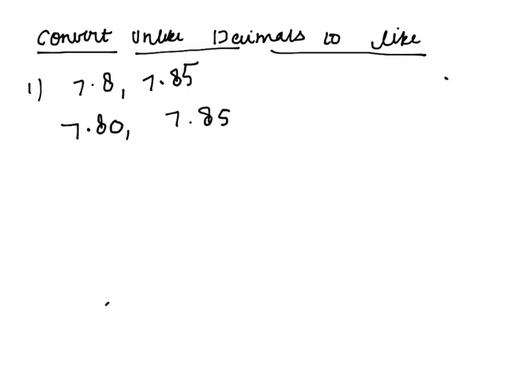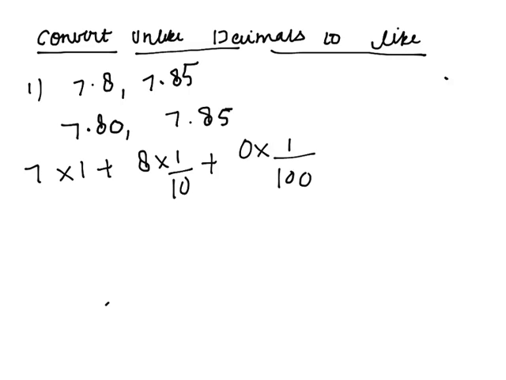And the other is 7.85, because we know putting a 0 after the decimal digit will not make any difference to the numerical value. Here we can write it as 7 times 1 plus 8 times 1 by 10 plus 0 times 1 by 100, and anything multiplied by 0 will be 0. So it will give us 7.8 only, or we can write it as 7.80. This means adding a 0 after a decimal digit will not make any difference.